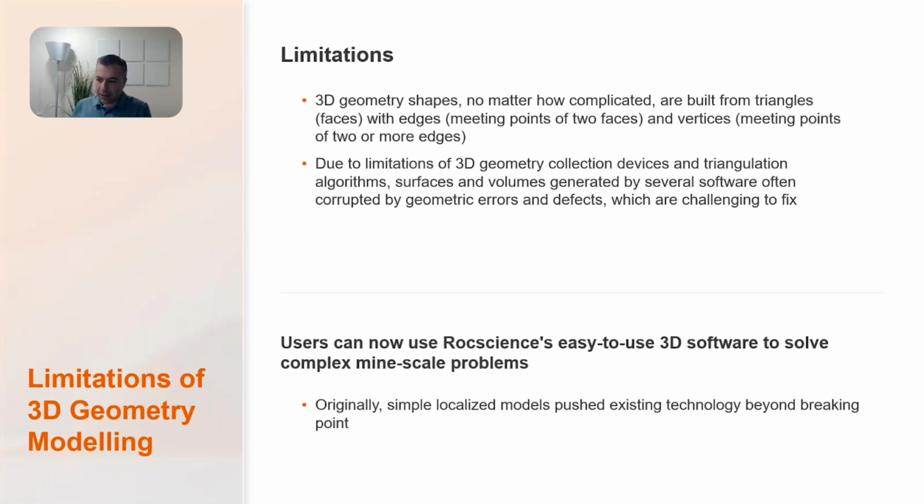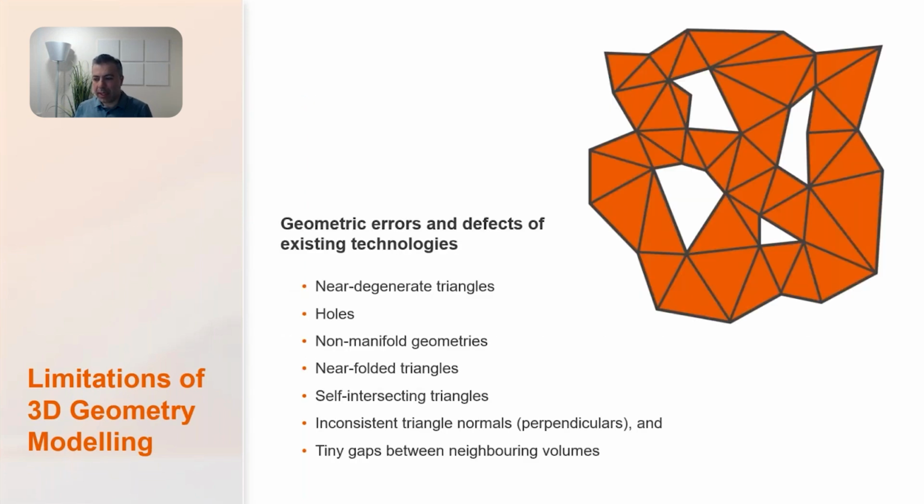So what do we do? First of all, just keep in mind, in Rock Science 3D software packages, we have very advanced tools to fix these defects. But let's talk about the defects first. There are different types of defects that come when you import the geometry into the software, such as near degenerated triangles, holes, non-manifold geometries, near folded triangles, self-intersecting triangles, inconsistent triangle normals, and tiny gaps between neighbor volumes.